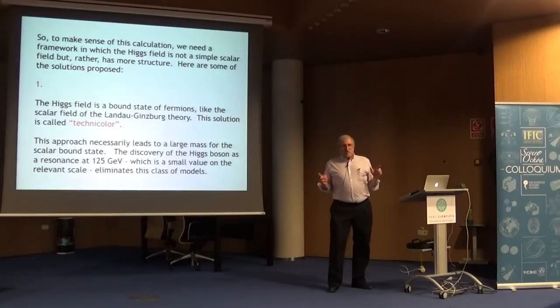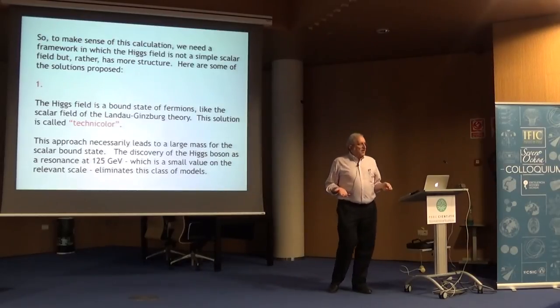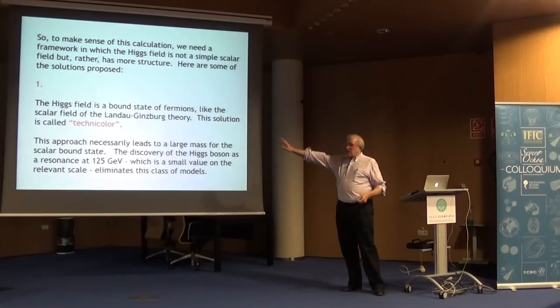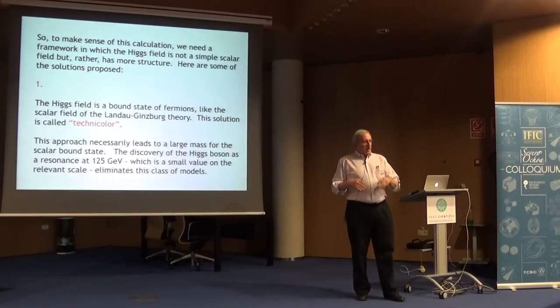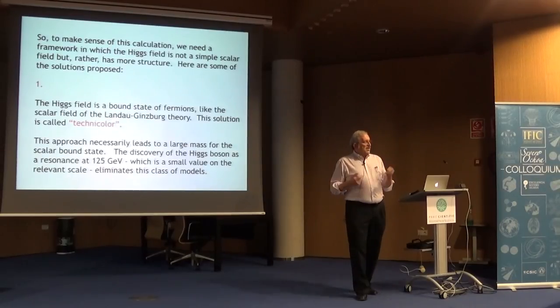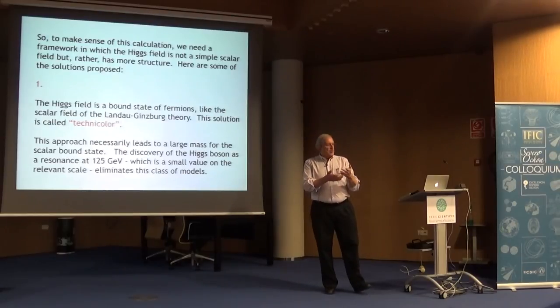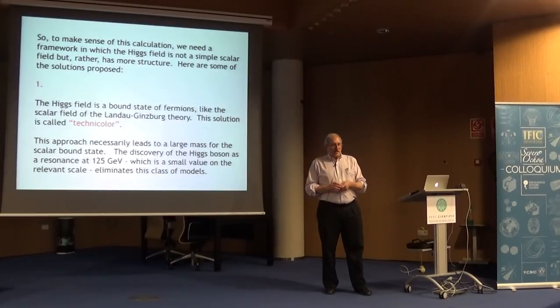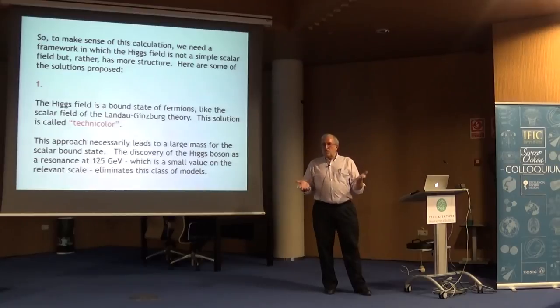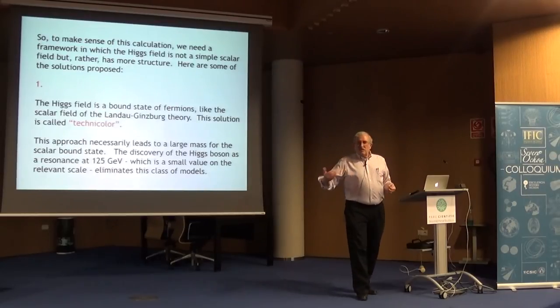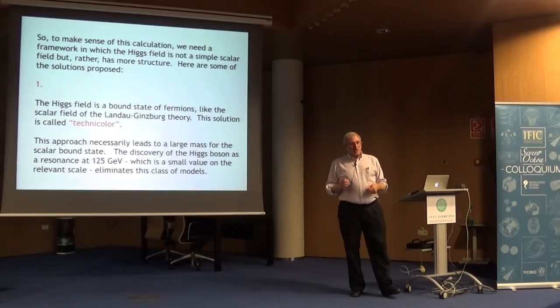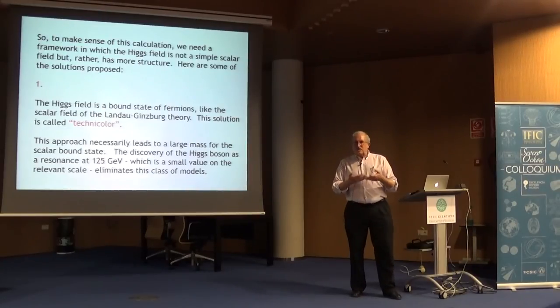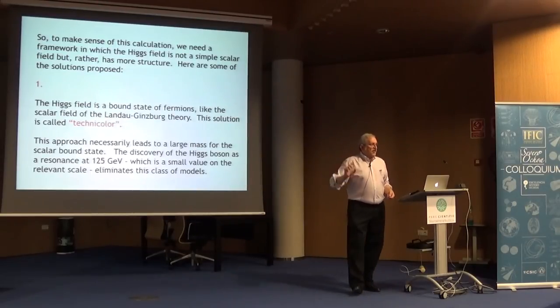So basically, there were three big suggestions for how to do that. The first one is something called technicolor, where you postulate, we understand now the theory of the strong interactions, QCD, hadron physics. We understand that very well. We've been studying hadrons since the 1950s, and our understanding of that is now very precise. And it comes from a gauge theory called quantum chromodynamics. So in the 70s, Weinberg and Leonard Susskind said, well, why don't we just postulate another gauge theory similar to quantum chromodynamics, but with a mass scale of about 1,000 GeV, 1 TeV.